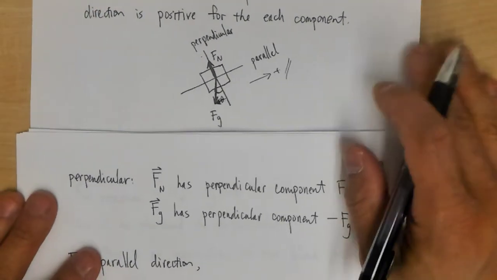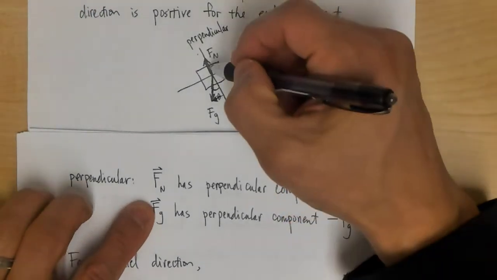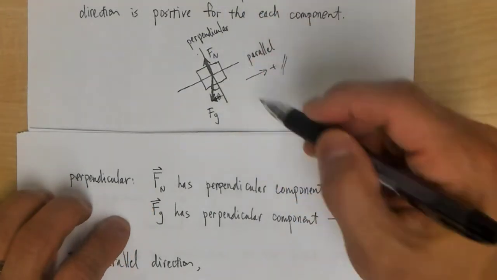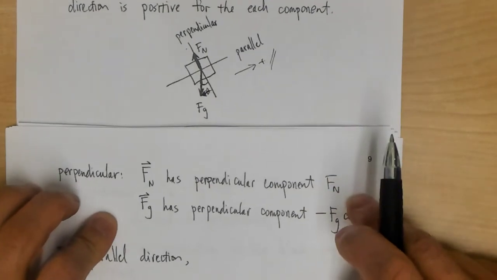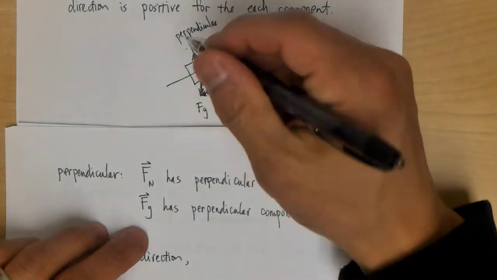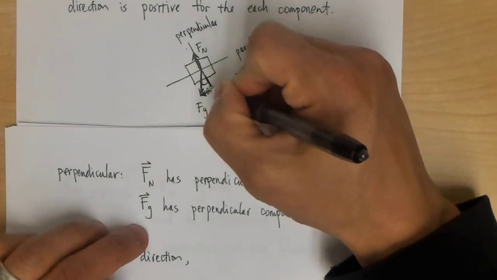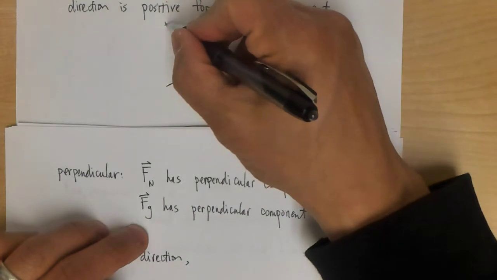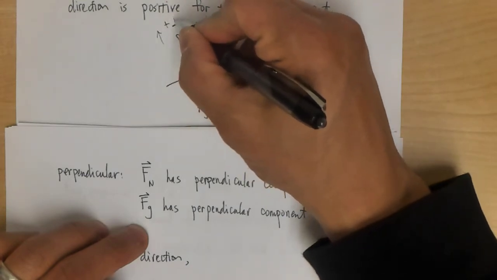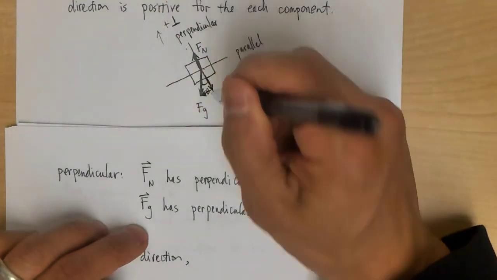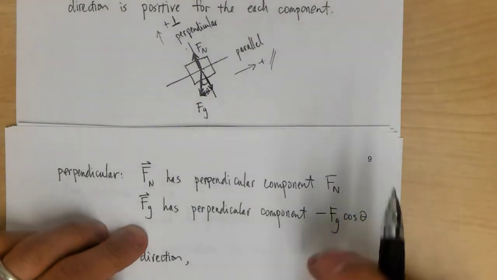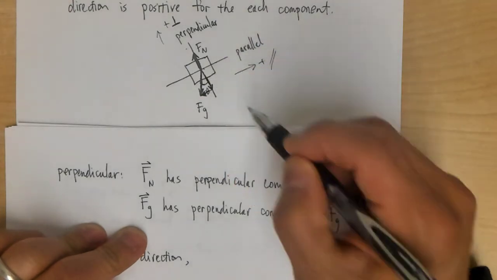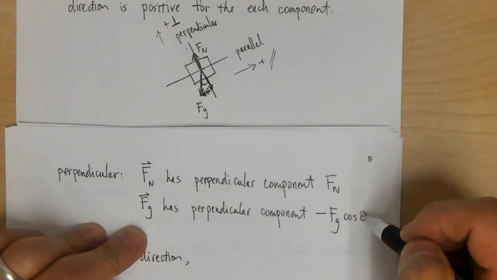Now, the perpendicular direction. Fn is only pointing in the perpendicular direction, so its component is just Fn, the magnitude of the force. Now, what about Fg? We want the perpendicular component, that's this guy here, and it's going in the negative. Remember, this is the positive perpendicular direction, and it's going into the plane, so it will get negative. Because it's the adjacent side to theta, it's negative Fg times the cosine of theta.